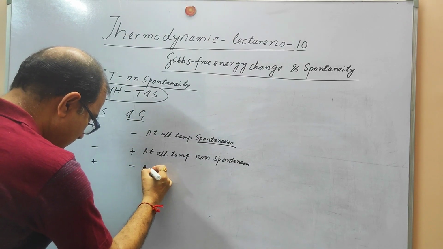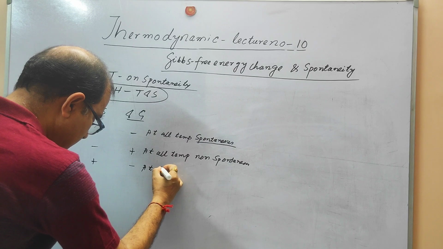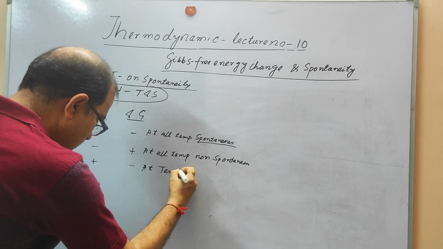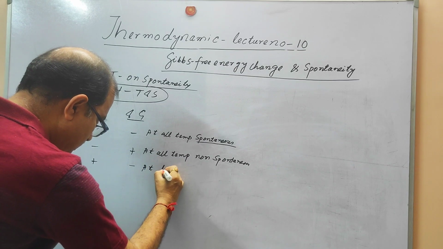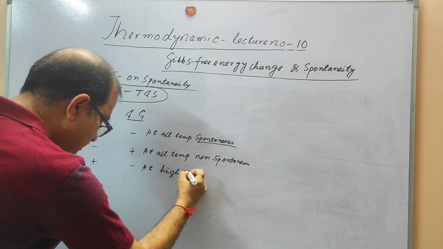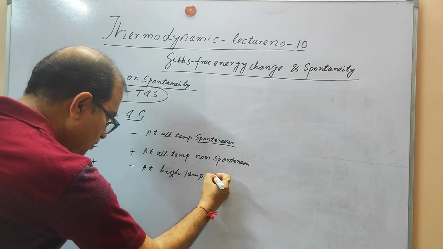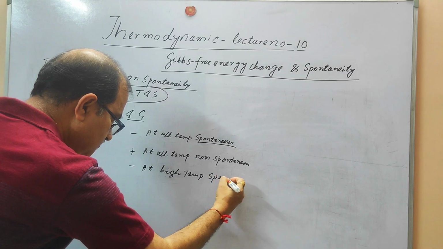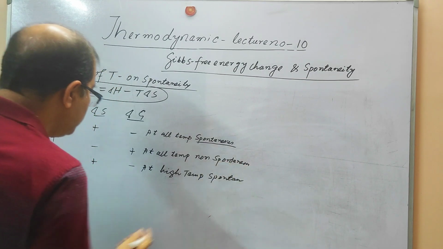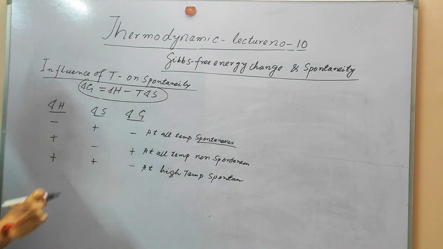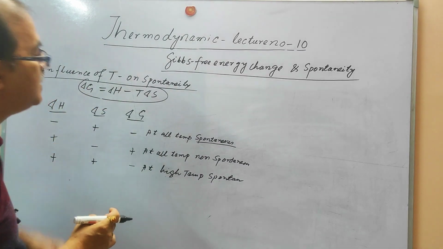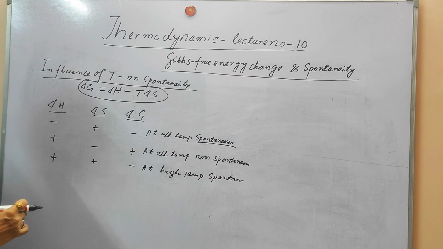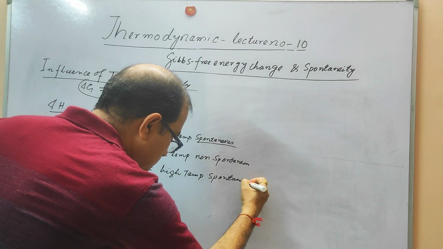So we can write at high temperature, or higher temperature, the reaction is spontaneous. For this case, for the endothermic reaction, you have to increase the temperature, then it will be spontaneous, right?